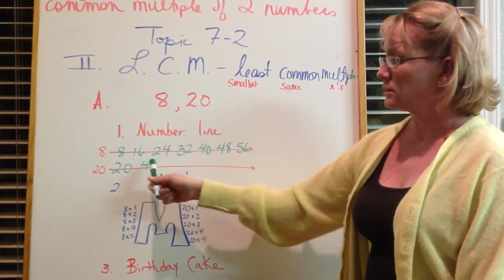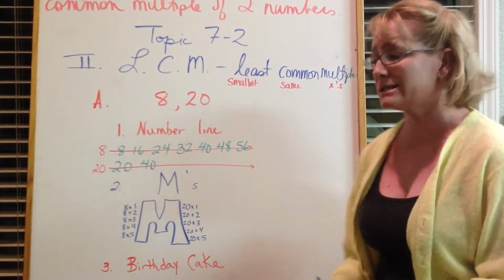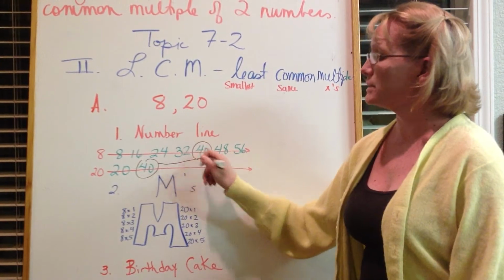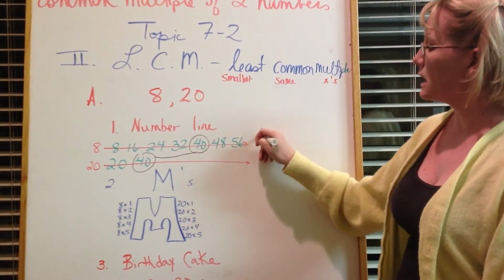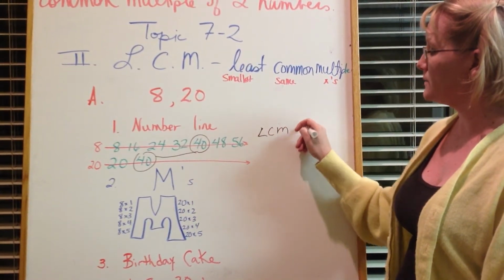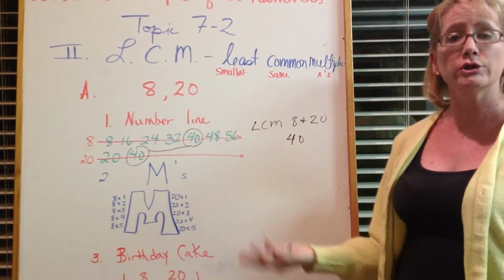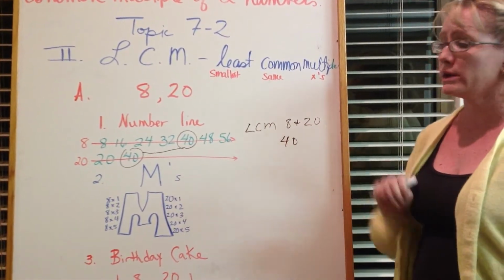Look, we already have one. That's the same. This is their least, or their smallest, same multiplication number. You can stop as soon as you get it. So the least common multiple of 8 and 20 is 40. That's the smallest number they can both turn into. So that's one way of doing it.